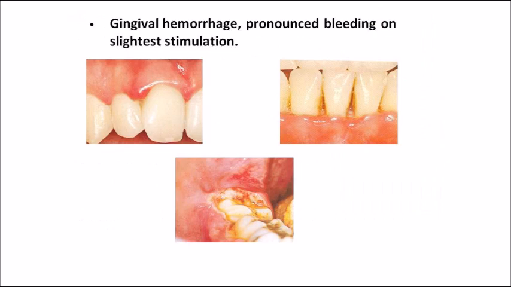See, all these pictures are classical representations of ANUG. You can see that red and shiny appearance. You can see that crater-like depression. You can see the involvement of the interdental papilla and the marginal gingiva and loss of the normal scallop. And there is gingival hemorrhage, and there is pronounced bleeding on the slightest stimulation.